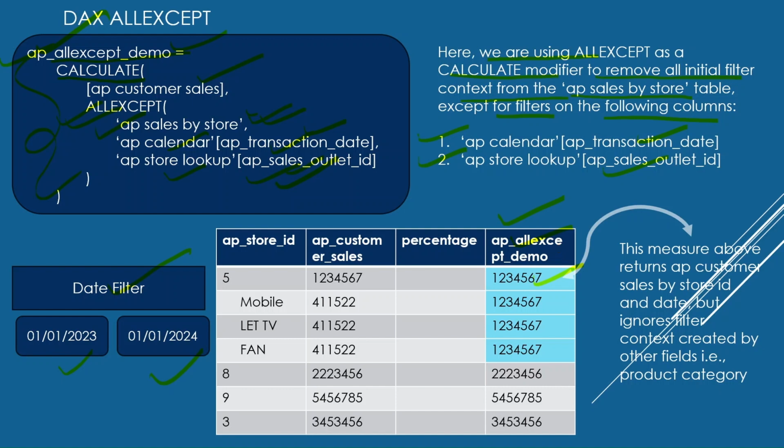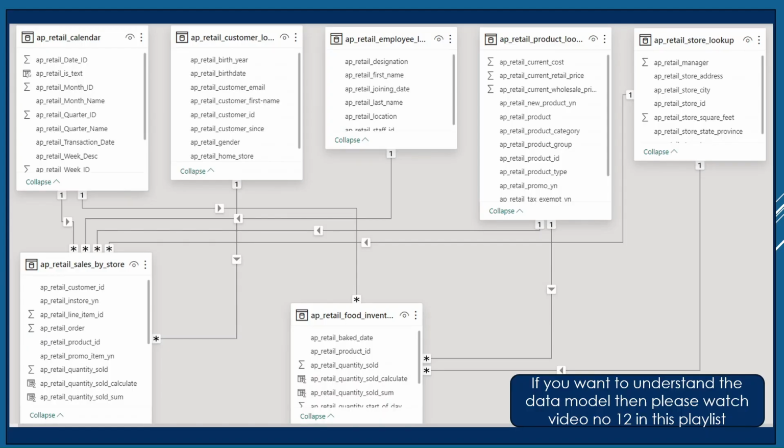I will show you this. If you are not able to understand here, it's okay. Please be with me for a couple of minutes while I do the exercise and create this visualization with a different kind of filter, then we will be able to understand what it means. This is the data model which we are going to use in this exercise. If you want to understand the data model, please watch video number 12 in this playlist.